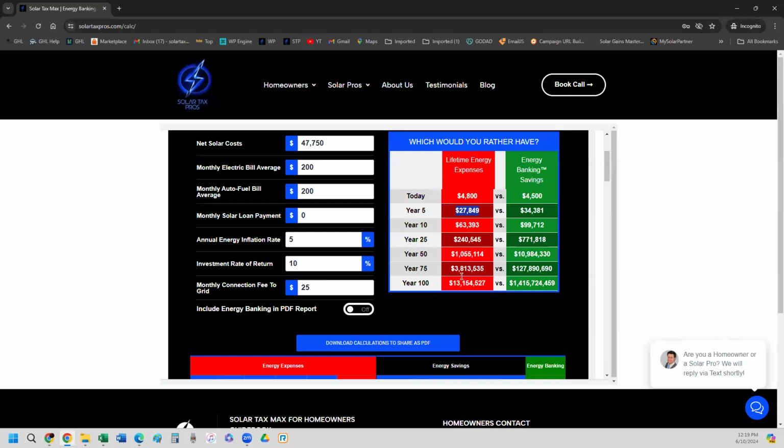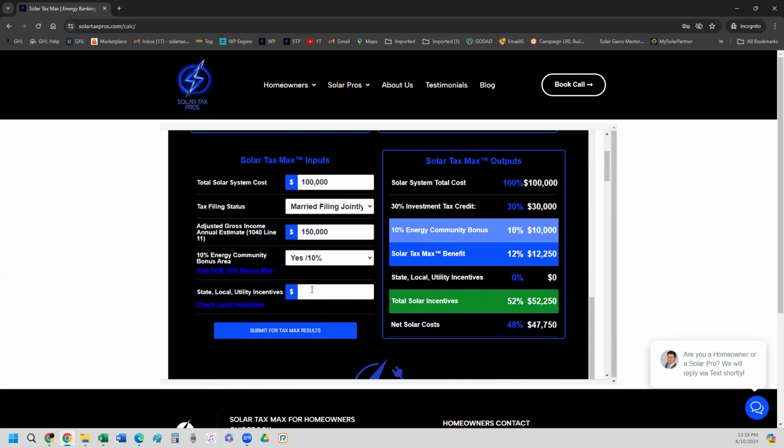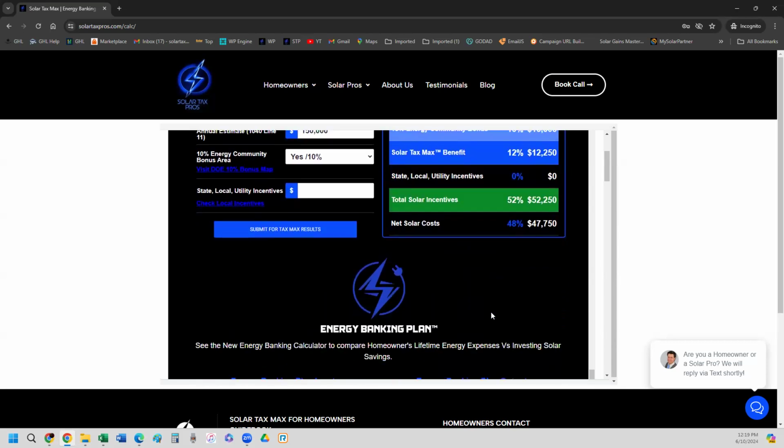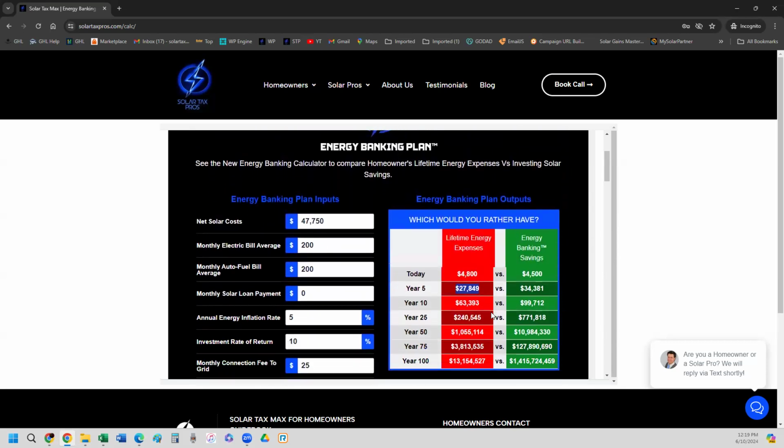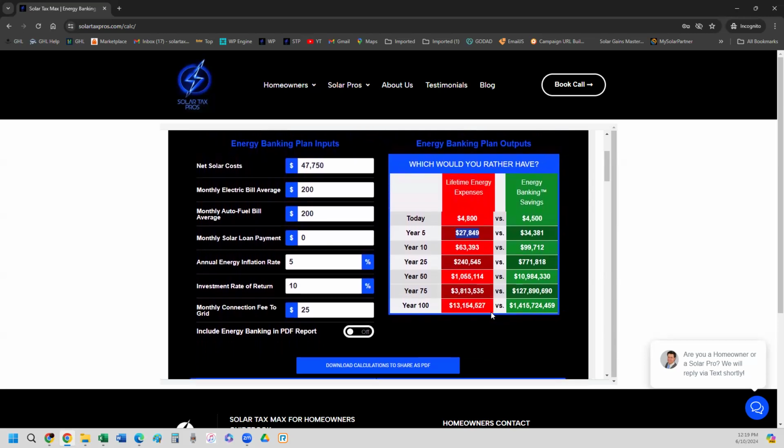Okay. Like I said, the government's giving away money to go solar. They're begging you to go solar. And it's not going to last forever. The price of solar is going to go up, I promise you. So now's the time to take advantage.